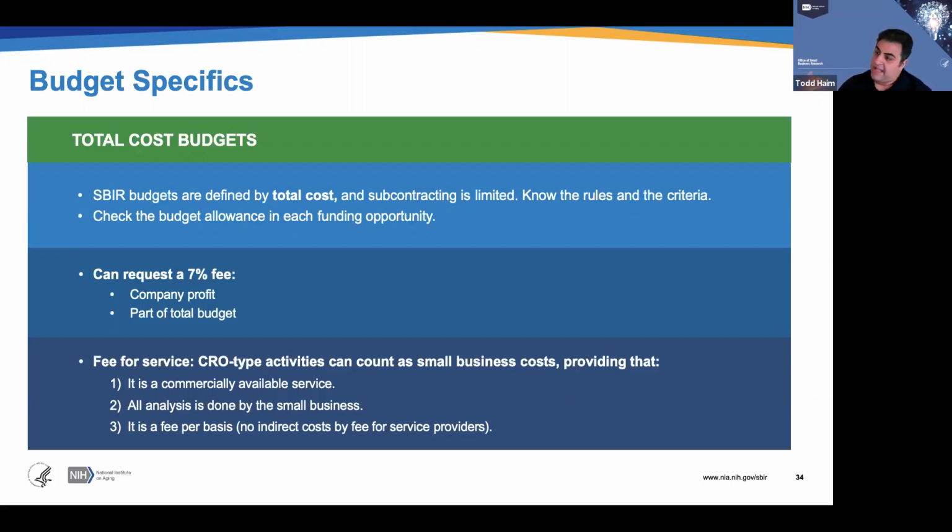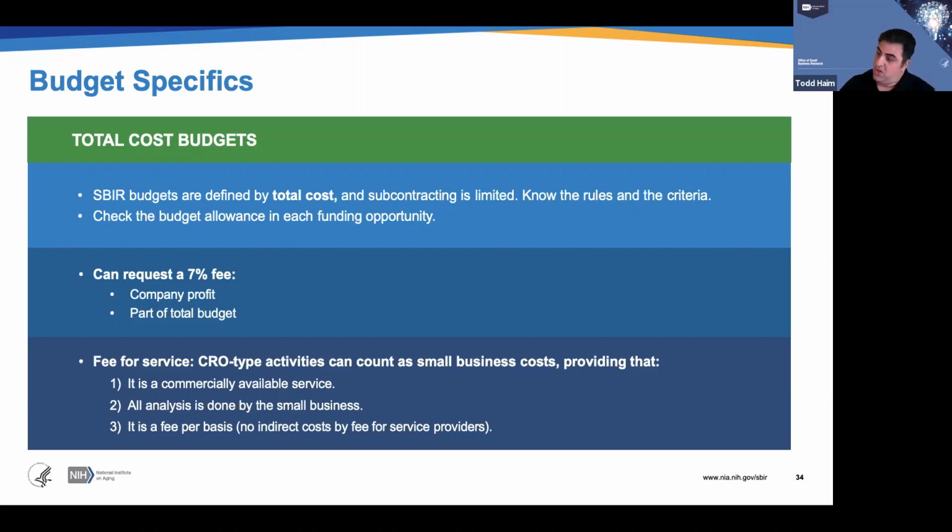But you'll find that the NIH is specific in terms of the types of things that it allows you to request funding for in your application, but there will be other costs such as paying your lawyers and things like that. Having the 7% fee, you could use it for that, and you don't have to explain, and you actually should not explain how you're going to use that fee. That's the only part of the budget that you do not have to justify. And then many companies often ask about fee-for-service type activities.